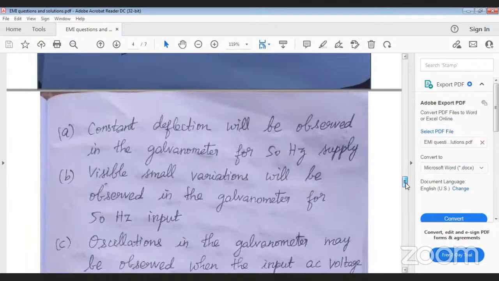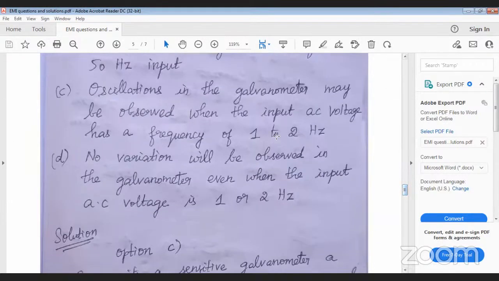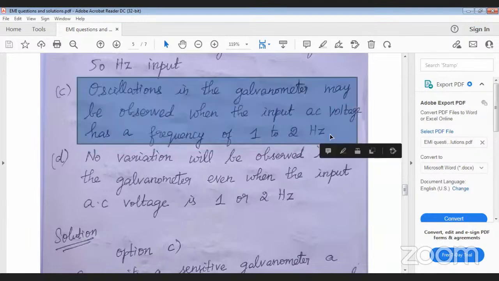So for a very small frequency in the AC input signal, that is 1 to 2 hertz, oscillations in the galvanometer will be observed when the input AC voltage has a frequency of 1 to 2 hertz. This is the right option, that is option C. I think you can understand this.